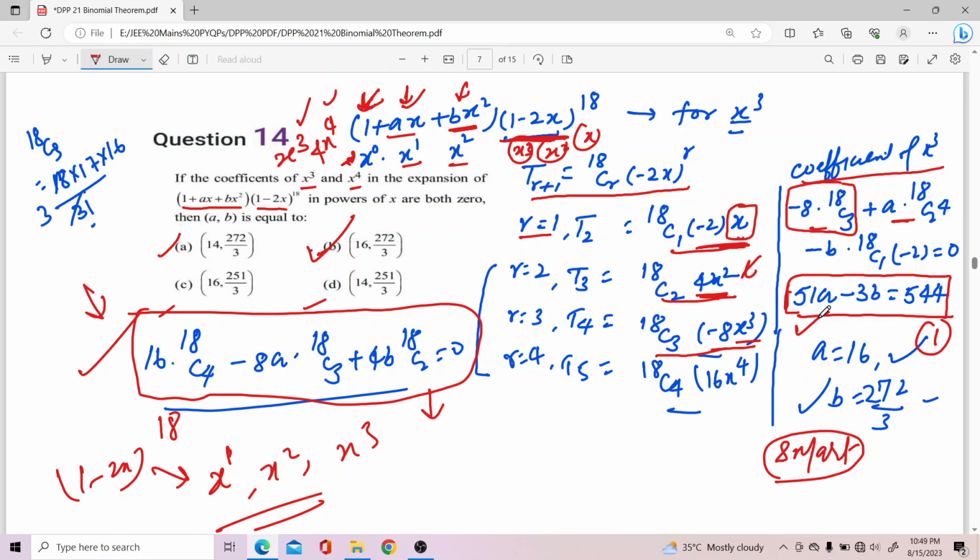Otherwise, we can solve this question with the options only. We have already got one relation, and that relation is satisfied by B only. So B is the right answer.